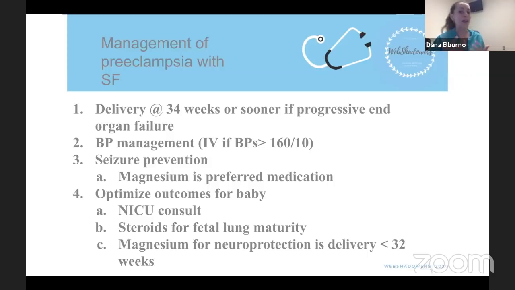So if a mom has diabetes and steroids would make her diabetes get out of control, then the risks of getting steroids would outweigh the benefits to the baby, so then we wouldn't give them, for instance.